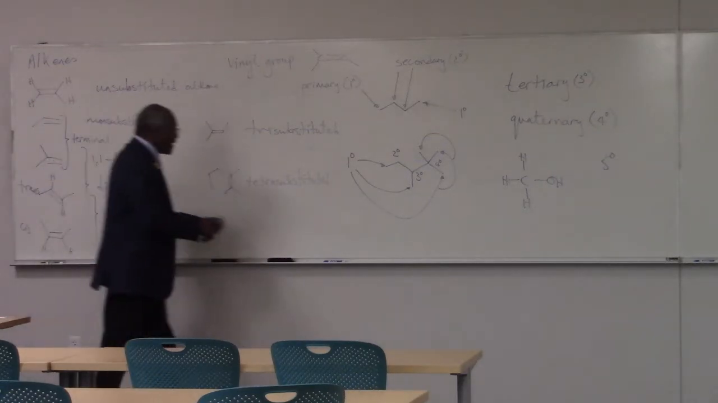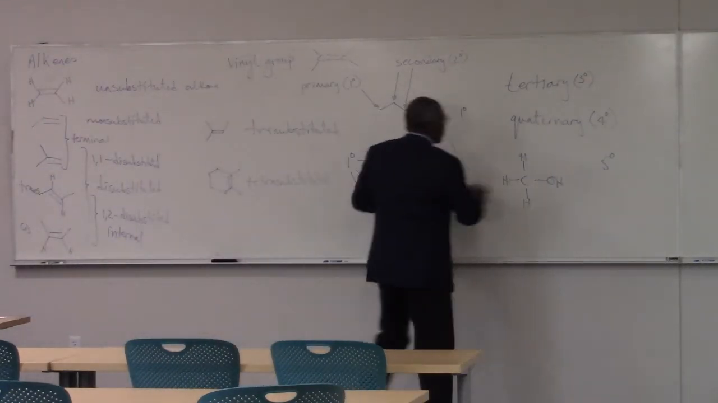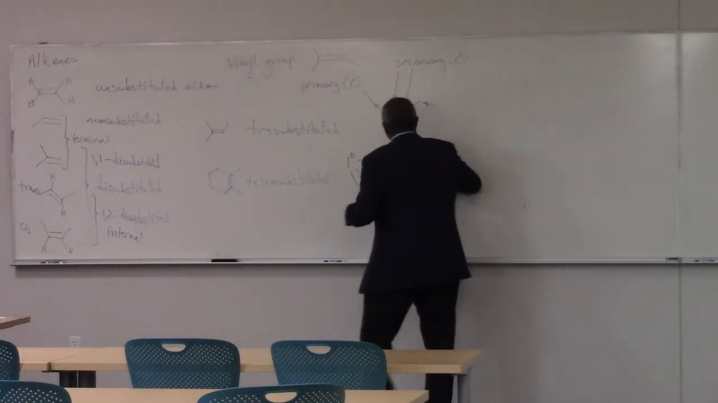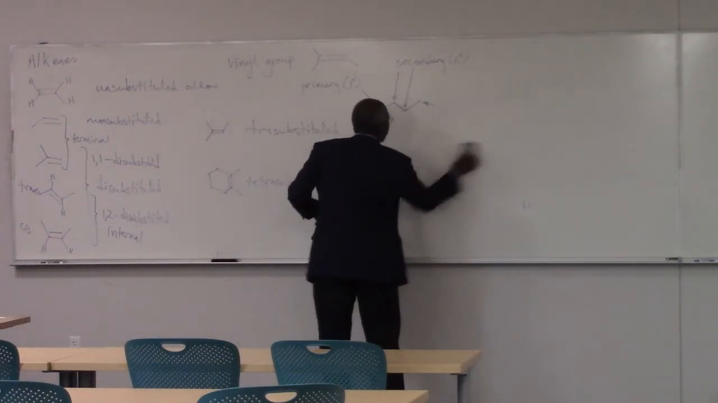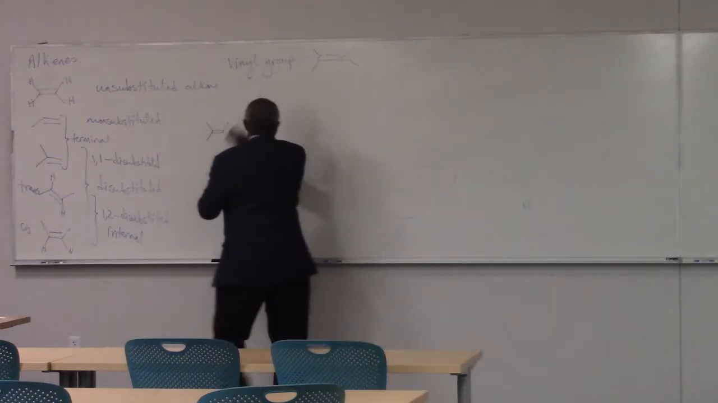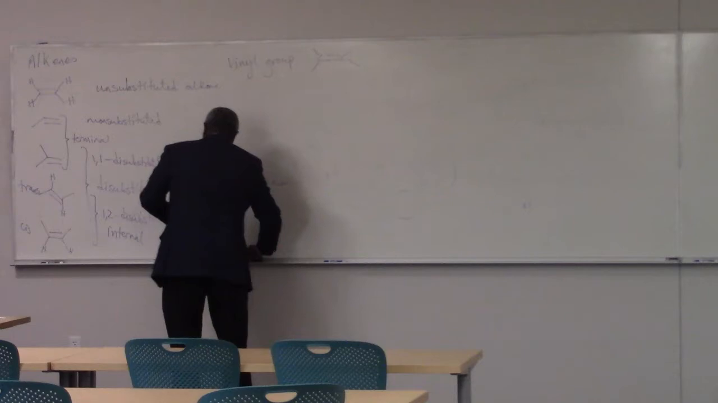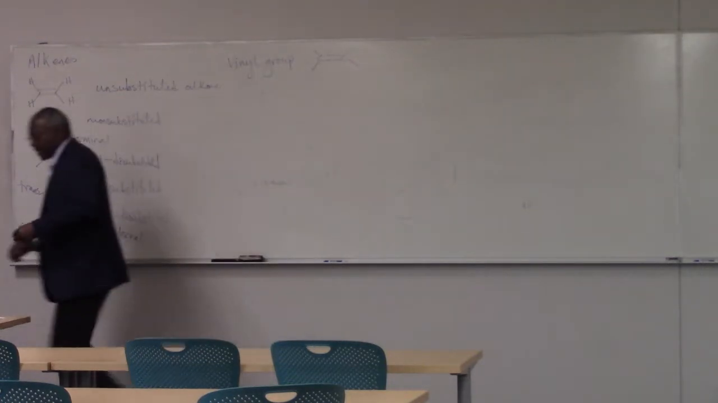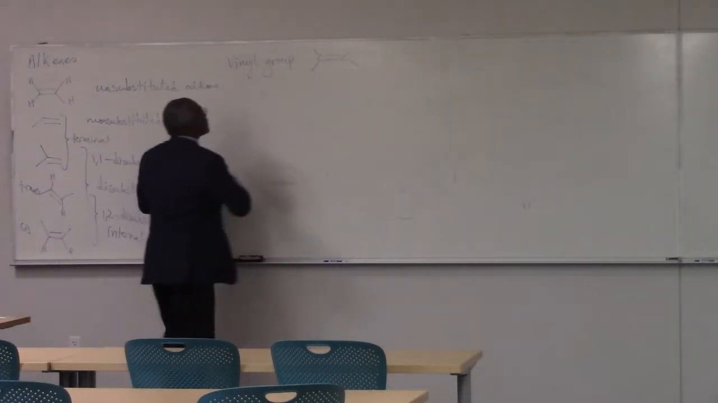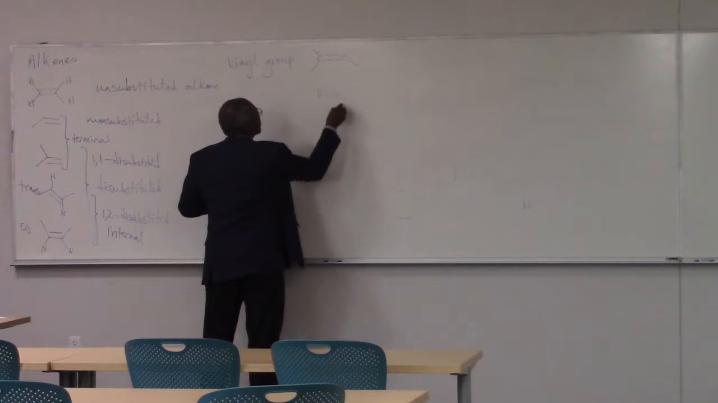There are alkynes, which is another class of organic compounds. And alkynes have the carbon-carbon triple bond. Oh, I don't think I wrote this. So these carbons are called vinylic.